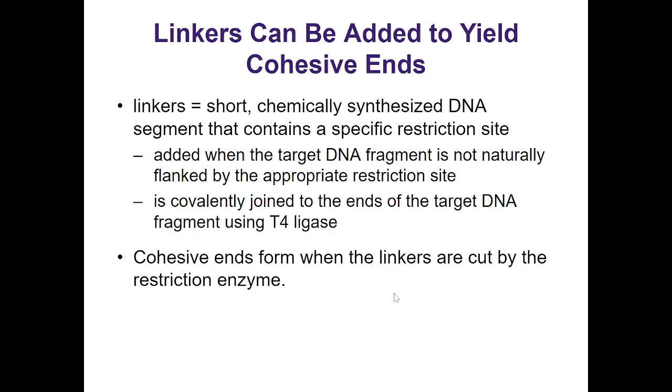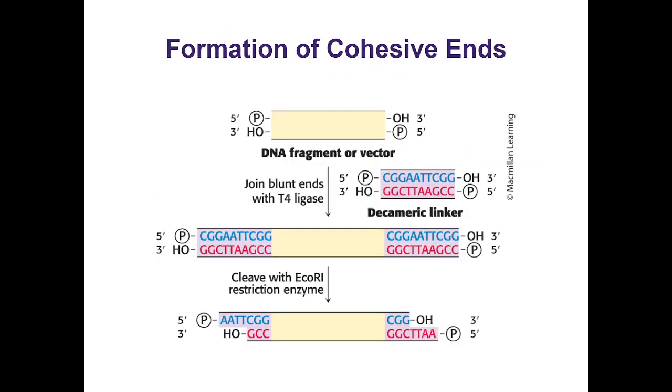The cohesive ends are going to form when the linkers are cut by the restriction enzyme. You oftentimes actually will make these where it'll have a set of restriction enzyme places where you can cut them for different restriction enzymes. And they can actually sell these, which is kind of interesting. Okay? So you'll have an EcoRI restriction and then another restriction enzyme and another restriction enzyme. That's the whole DNA fragment. It's just different restriction enzyme spots. Okay. So the formation of cohesive ends is right here.